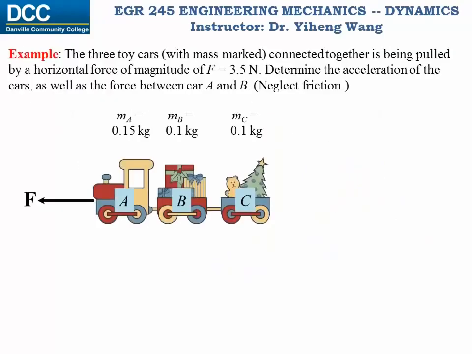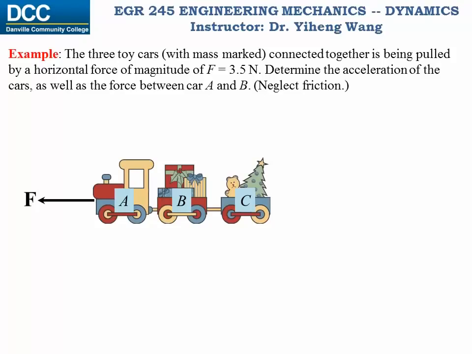Let's look at this example. There are 3 toy cars. The mass of each is given, and they are connected together, and they are being pulled by a horizontal force with a magnitude of 3.5 Newton. We need to determine the acceleration of the cars and the force between car A and car B. We can neglect friction.